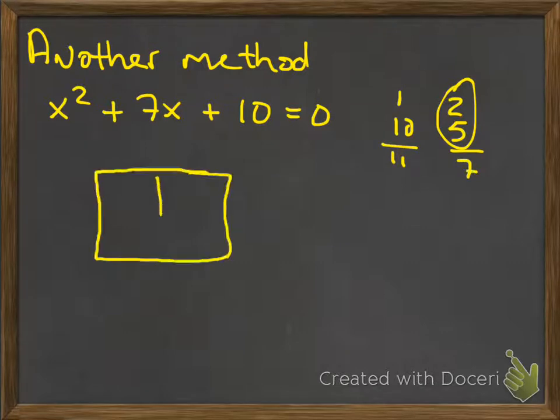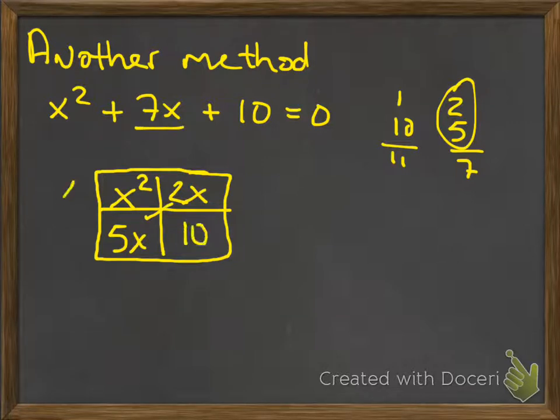So I'm going to make a Punnett square, and I'm going to write x squared in the first box. I'm going to put 2x and 5x in the next two boxes, because 2x plus 5x gives me the 7x. Then I'm going to put the 10 in the last box.